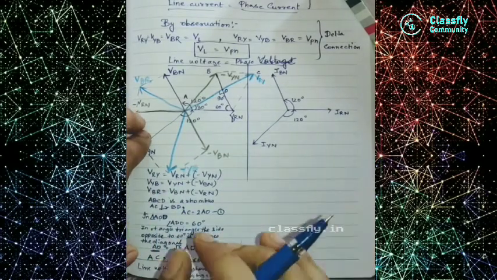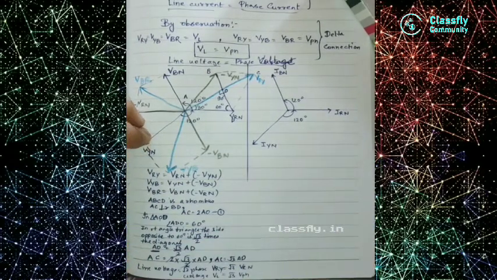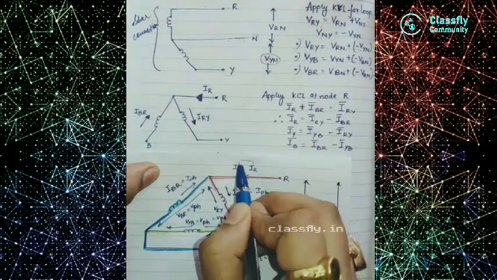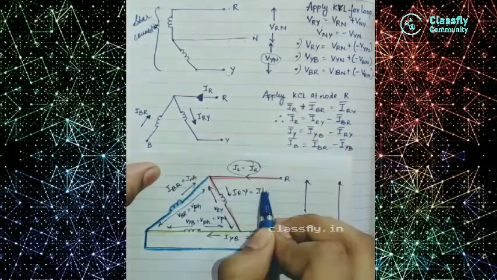You will do the similar steps, but we will apply KCL. So let's see how we will do. So like this we have taken, so this is our delta connection, so we have taken this is our line voltage and this is our phase voltage.